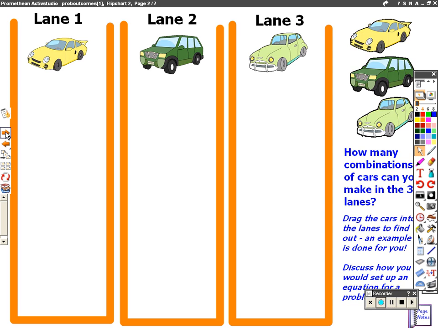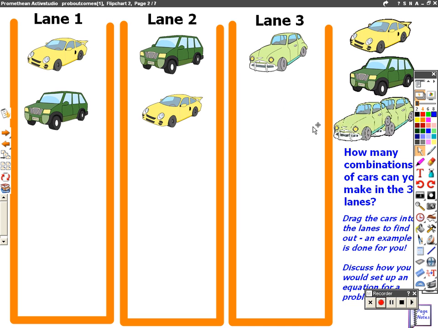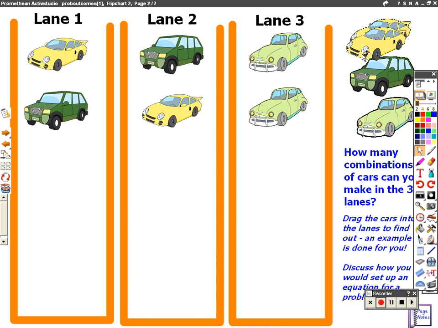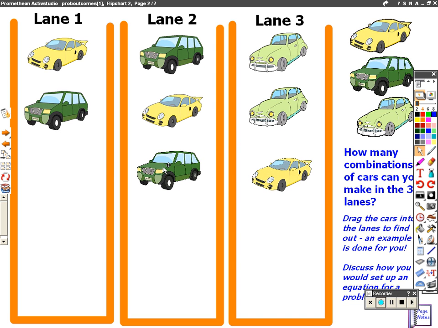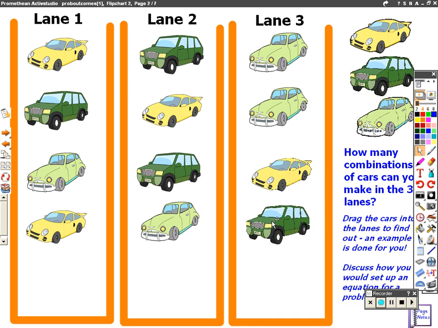Our first example: how many combinations of cars can you make with the 3 lanes? So we had the yellow sports car, the green minivan, and the old light green car. Then I could have the SUV come first, and then the sports car, and then the light green car could still be there. Or I could have the yellow car come last, and the SUV come second, and the light car come first. Or I could do the yellow car, the light green car, the SUV.